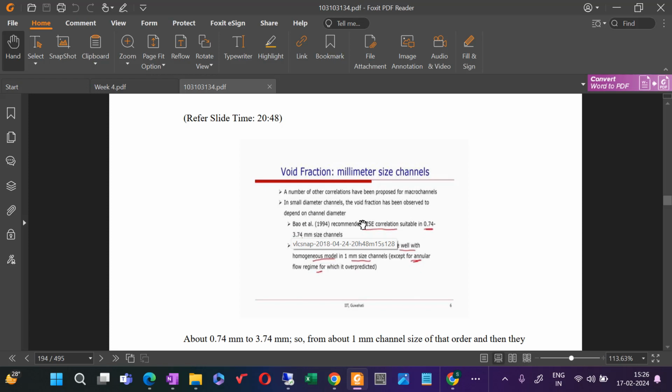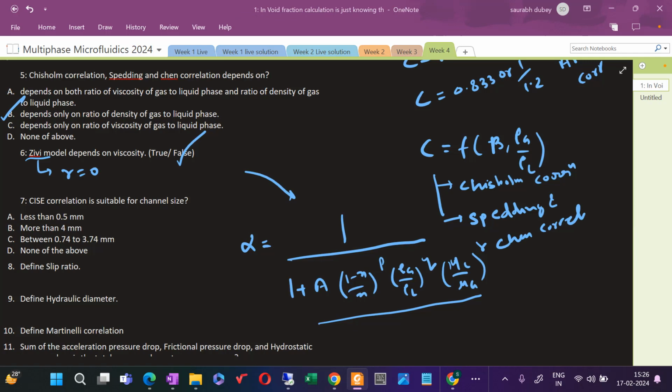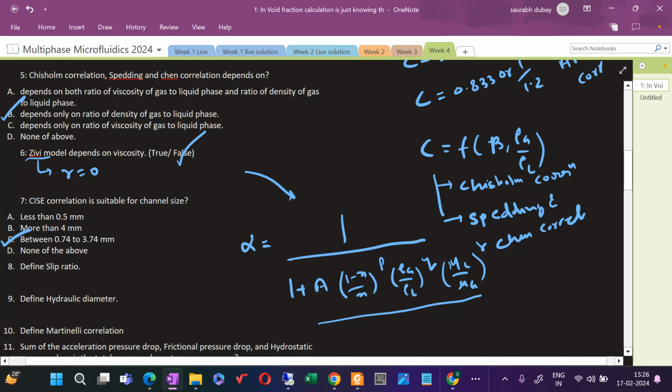And then you see here the CISC correlation is suitable for 0.74 to 3.74 mm size channel, and above or below that it has less correctness. So that's what the question was all about. So the answer to this question will be option C. So C is correct.